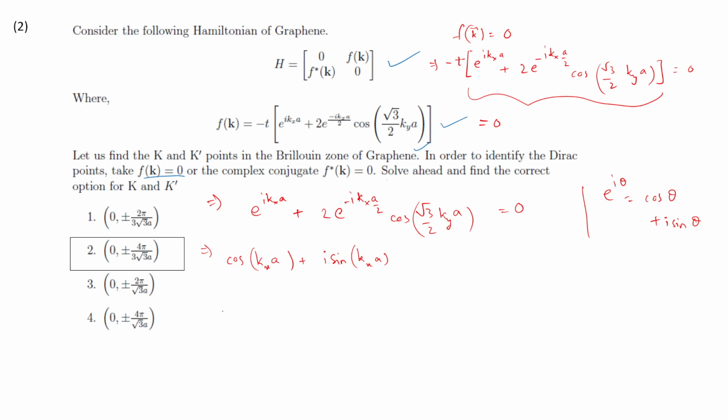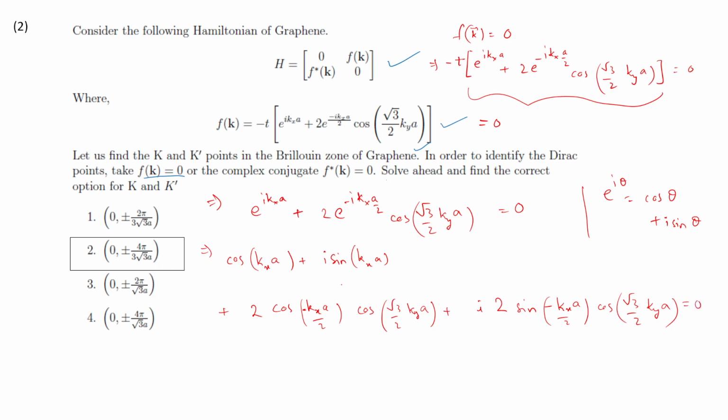Then we have to expand this also. So it will be 2 cos(kxa/2) cos(√3/2 kya) plus i times 2 sin. Now minus, so one point to remember is that cos(−θ) = cos θ, so it is actually cos(−kxa/2). So minus kxa/2, cos(√3/2 kya). This has to be equal to 0.